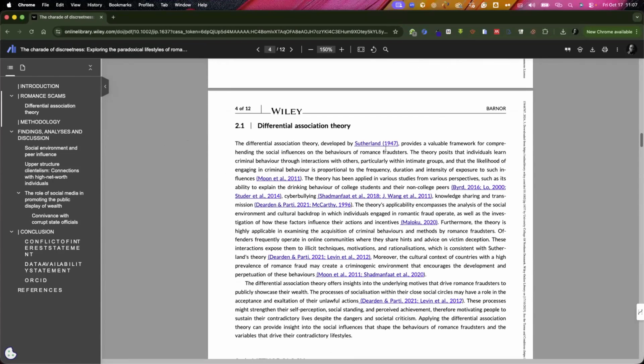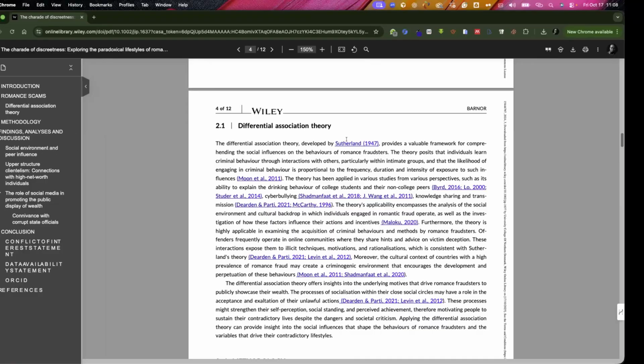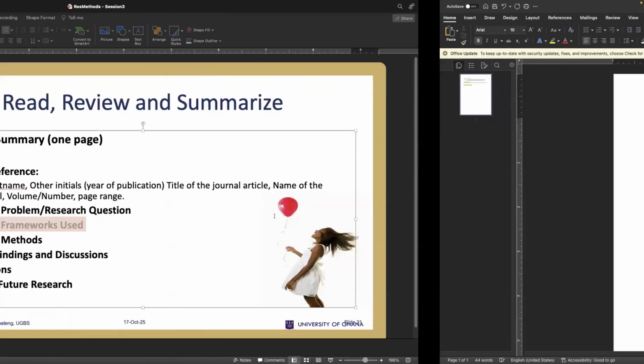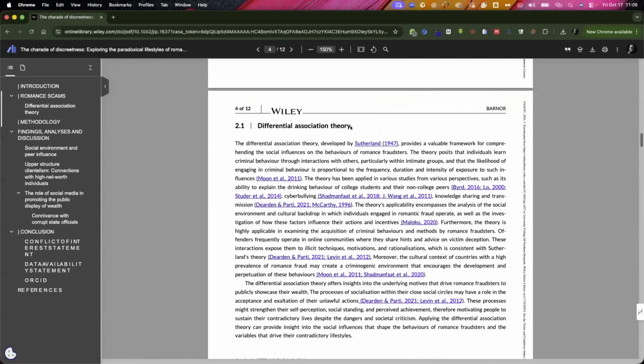It tells you the guide for the conducting of the work, and so you may decide to use research frameworks, research theory or framework used. So let's delete this. So theory or theories or framework or frameworks that were used, because you may come across studies that use more than one theory. So the theory we used was differential association theory. So copy this.